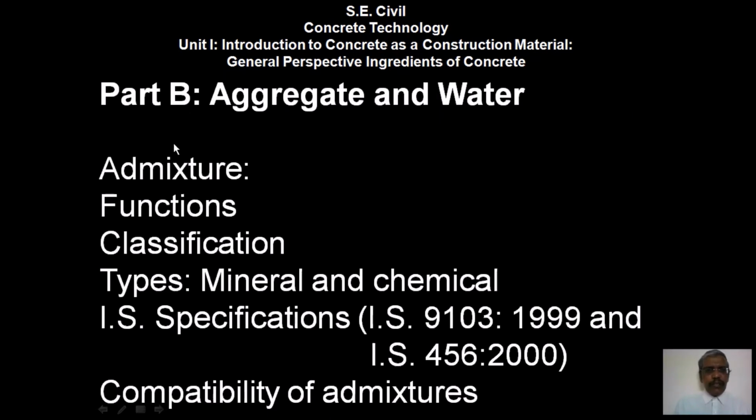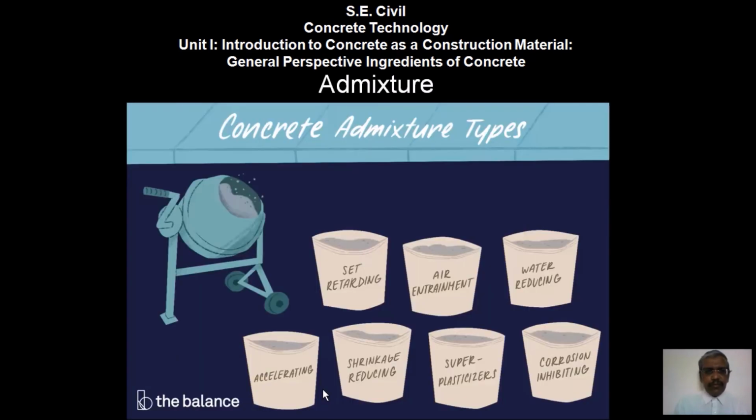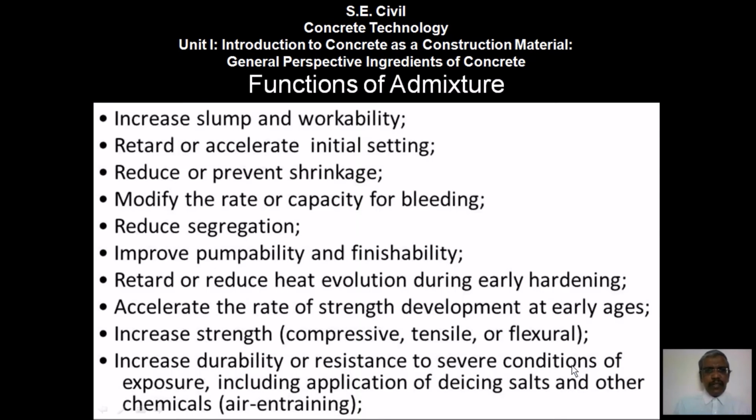So we will see in part B admixture, functions, classification, types, mineral and chemical, IS specification, IS 9103 1999 and IS 456 2000 and compatibility of the admixtures. So concrete admixtures are retarder, air entraining, water reducing, accelerating, shrinkage reducing, superplasticizers, corrosion resistance. These are the admixtures.